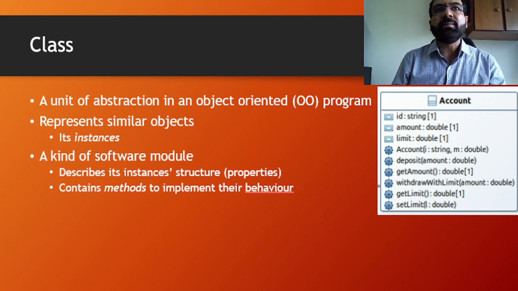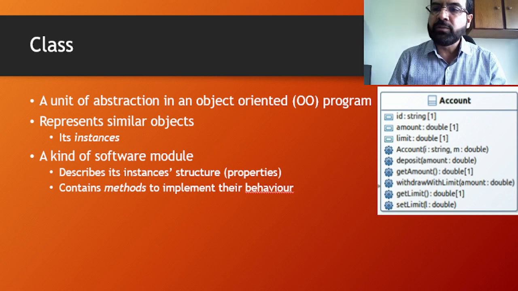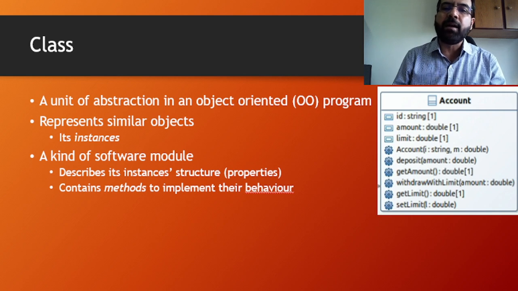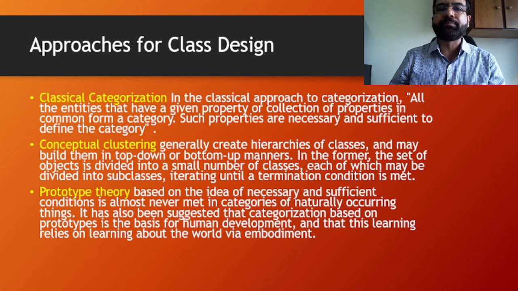No, because in every domain we have to model our situation, we have to model the real world. So wherever we model the real world, there we will see what attributes and methods are relevant that can be included in a model. Later we can see how we can model a certain situation. So we can say a class is a kind of software module that describes its instances, structures which are properties, and also contains methods to implement their behavior.